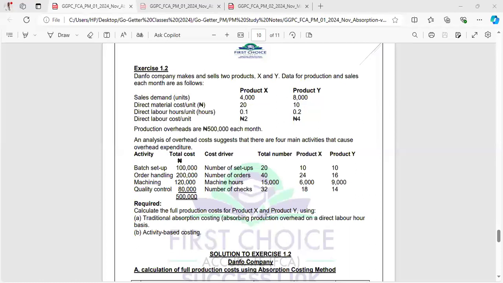All right, so for those who missed the absorption costing, this is another opportunity to learn it. Danfo Company makes and sells two products, X and Y. The data for production and sales each month are as follows. We have sales demand: for product X, 4,000 units, and for product Y, 8,000 units.